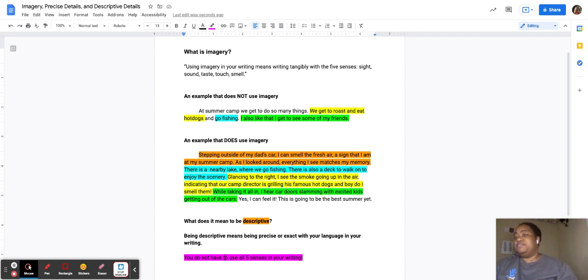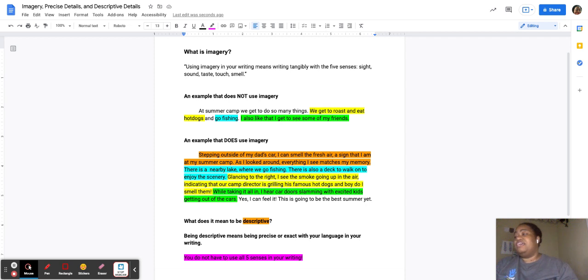All right, so let's look at the same situation or topic, but we're going to look at an example that does use imagery. So let's look at this example. It says, stepping outside of my dad's car, I can smell the fresh air, a sign that I'm at my summer camp. As I looked around, everything I see matches my memory. There's a nearby lake where we go fishing. There's also a deck to walk on to enjoy the scenery. Glancing to the right, I see the smoke going up in the air, indicating that our camp director is grilling his famous hot dogs, and boy, do I smell them.